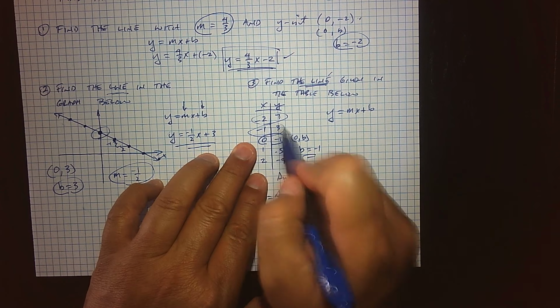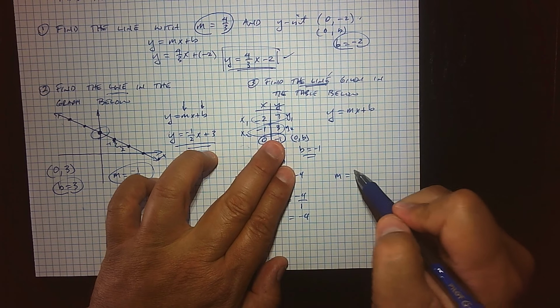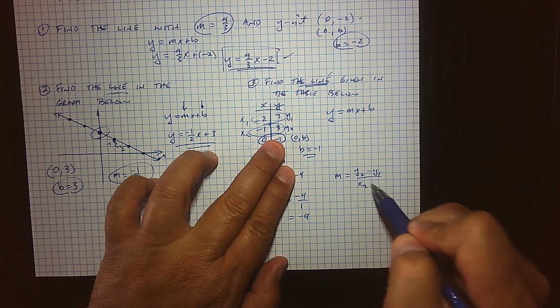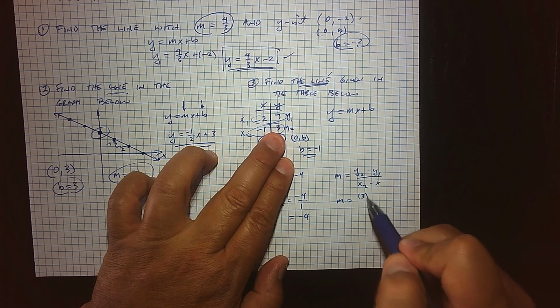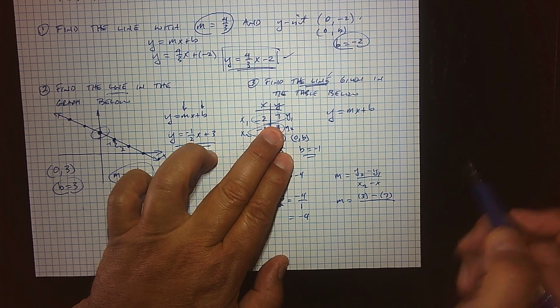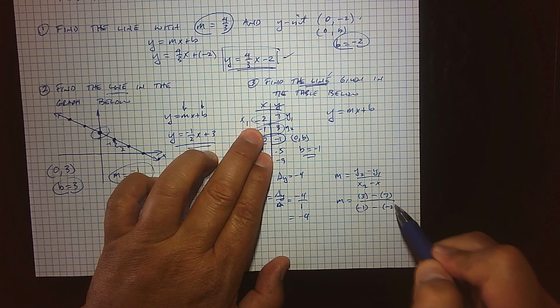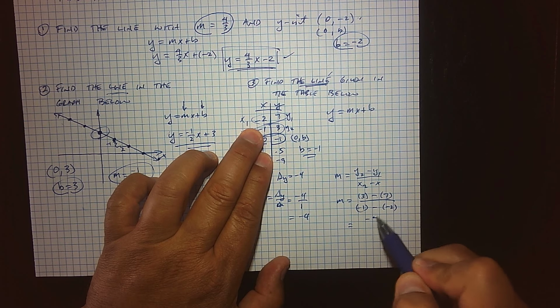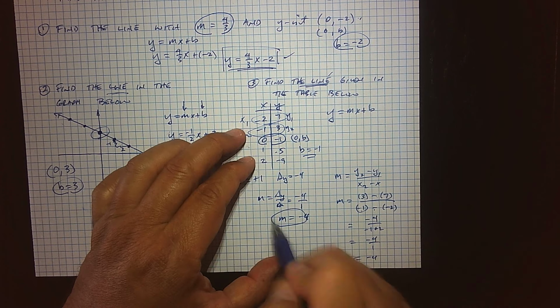How about I just use these two points? There's my x1 and my y1, and my x2 and my y2. If you really want to be official about it and put your numbers in there, y2 is 3, y1 is 7, x2 is -1, and x1 is -2. 3 take away 7 is -4. -1 take away -2 is -1 plus 2, and there's my -4/1, or what we know to be -4. So there is our slope.